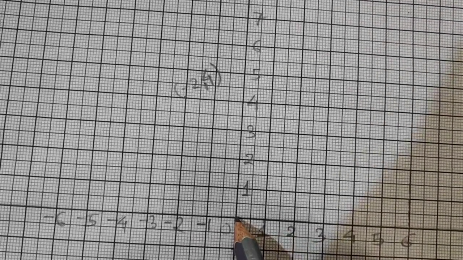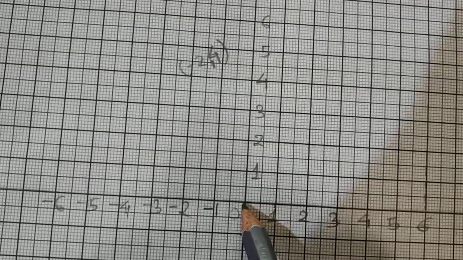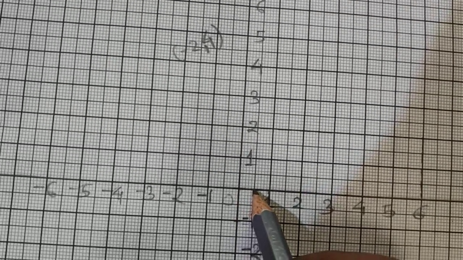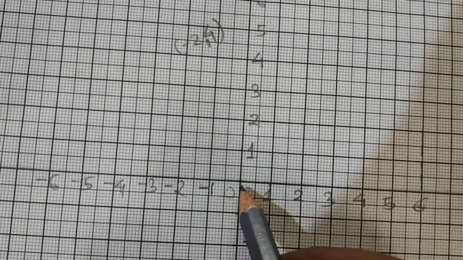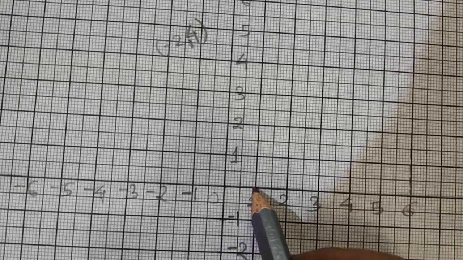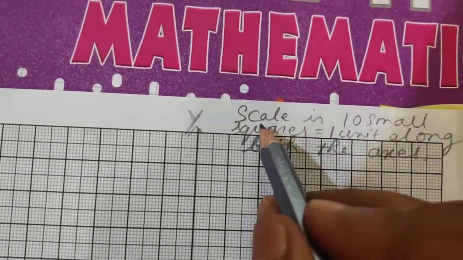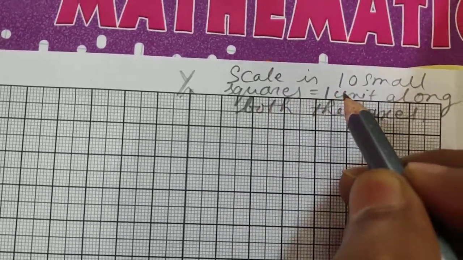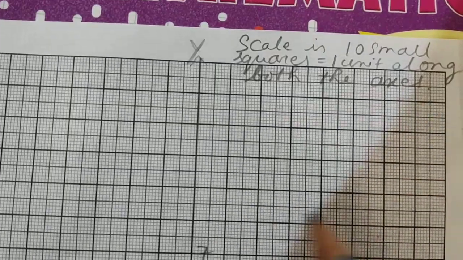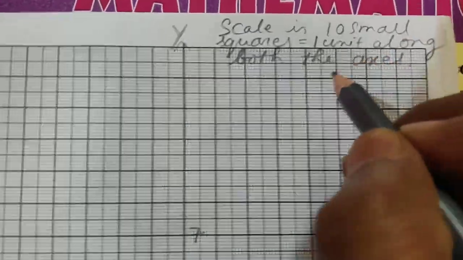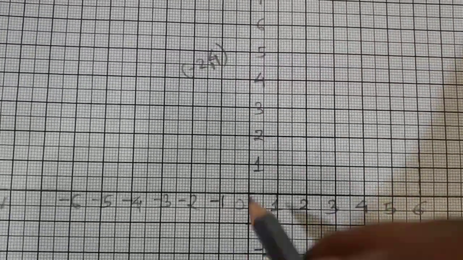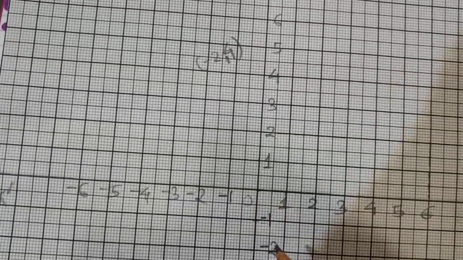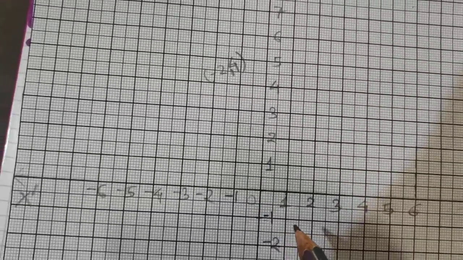And what scale have we taken here? Here the scale is 10 small squares equals 1 unit. From here to here there are 5 small squares, and from here to here again 5 small squares, so from here to here means 10 small squares. So the scale is 10 small squares equals 1 unit along both the axes, that means along the x-axis as well as the y-axis.